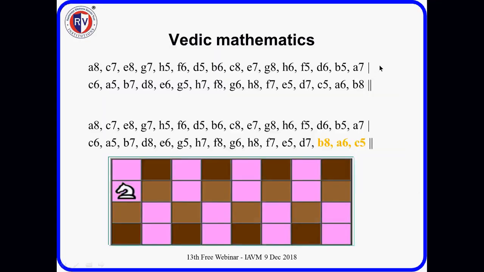In the first shloka, it follows the same thing here: A8, C7, E8, G7, H5, F6, like this up to A7. And from here, in the second line also, the only deviation is in the last three positions of the knight here: C5, A6, B8. In case of the second shloka, it is B8, A6 and C5 here.